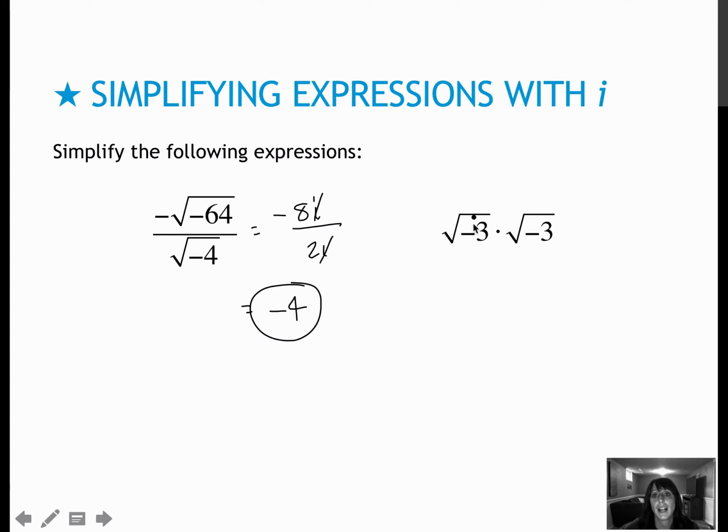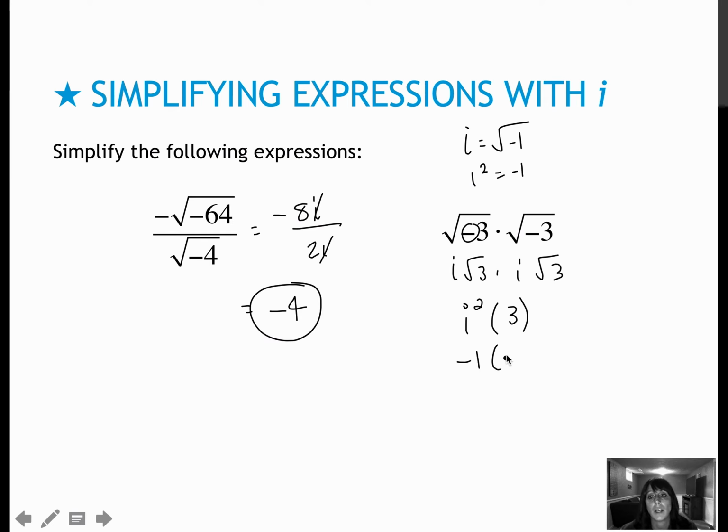When I'm multiplying, I would take the negative out, so this would be i radical 3 times i radical 3. i times i is i squared. Radical 3 times radical 3 is 3. We know that the definition of i is the square root of -1, which means i squared is -1. So i squared would give me -1 times 3, which is -3. This is the correct answer.